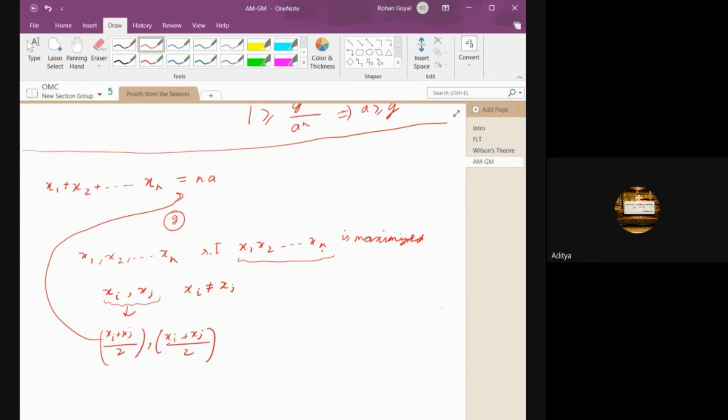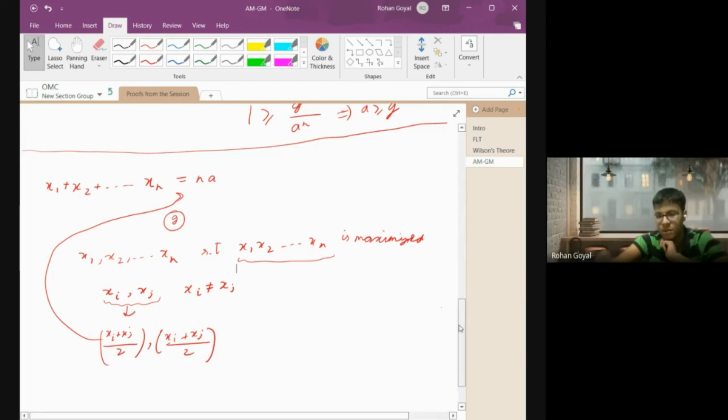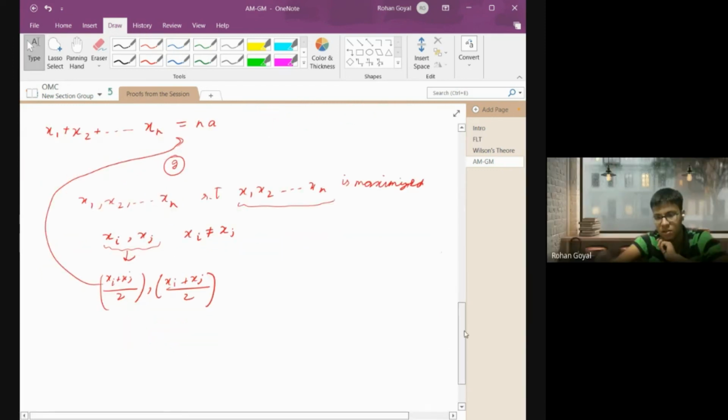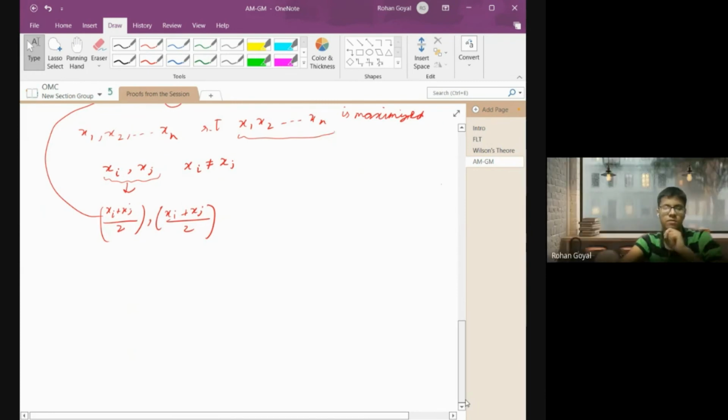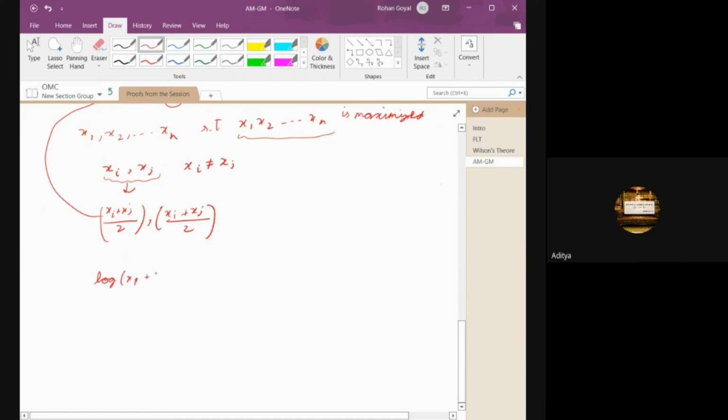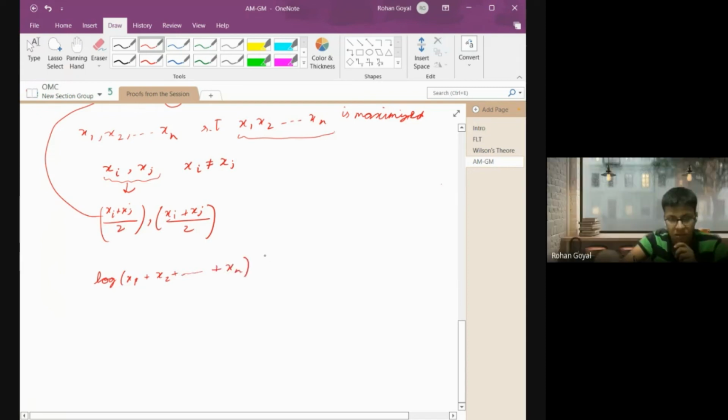Hey, can we prove this inequality by taking log on both sides? Yes, there is a way of doing that. That's another proof of it, which is, I think you're saying log x1 plus x2, by taking convexity of log. Yeah, I know what you're saying.